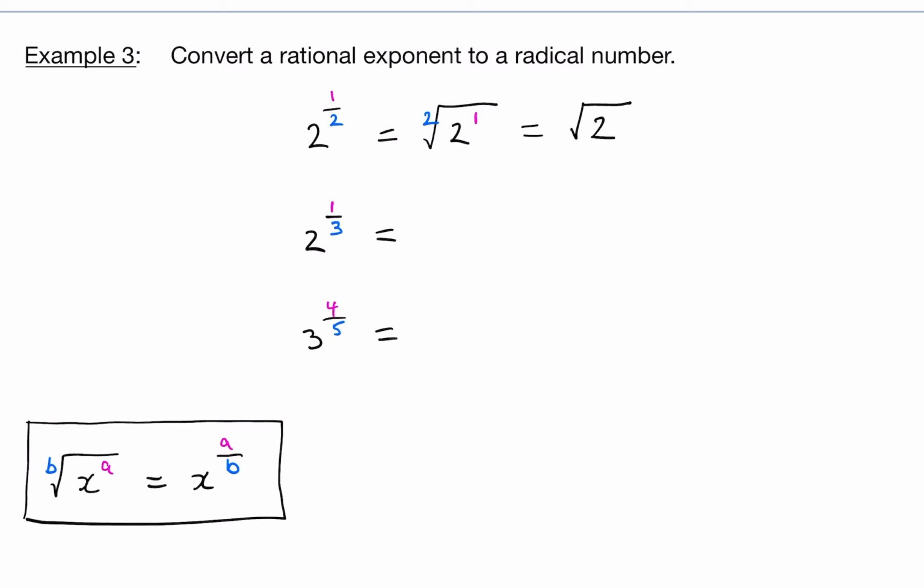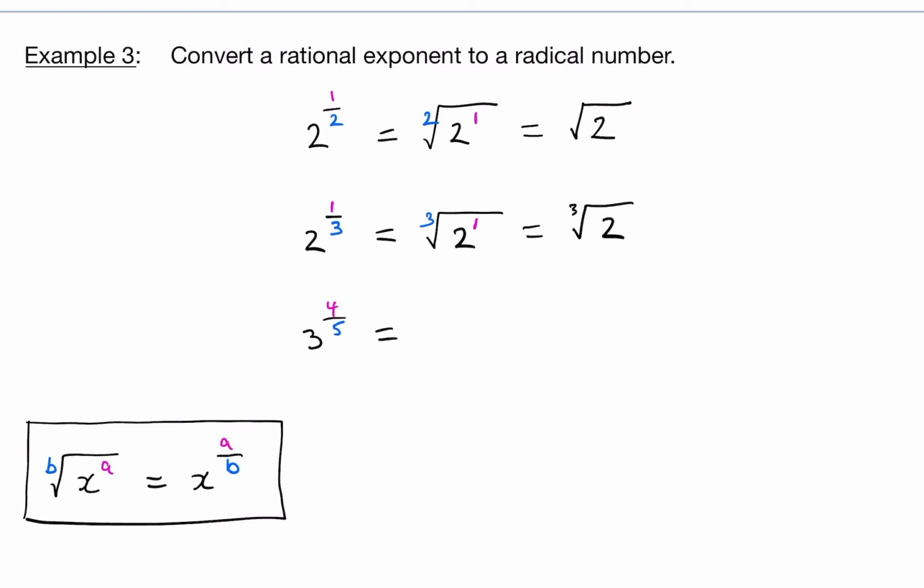Okay, now let's take a look at this next one. We're going to take 2 to the 1/3 power, and we're going to convert that into a radical number. This is going to be the third root. Notice this number goes from here to here, just like b here goes to this root number. And then we're going to keep the 2 underneath the radical sign raised to the 1 power. And that works out to the cube root of 2.